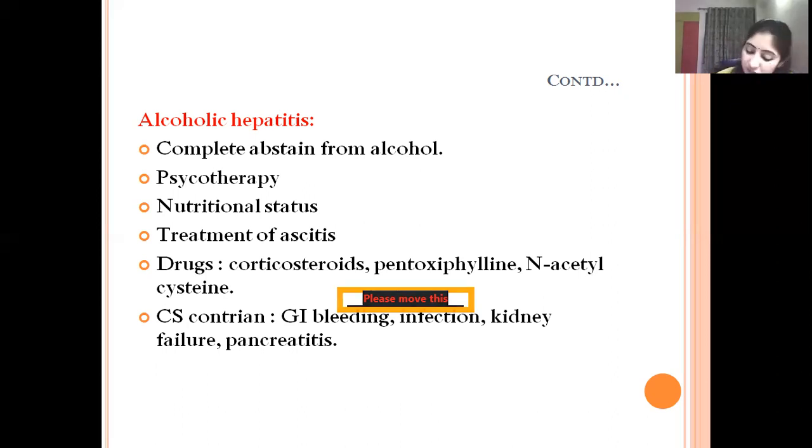The second question is, who is a carrier for type B infection? The answer is persistent presence of Australia antigen for more than 6 months is known as carrier. Means if a person tests positive for Australia antigen for more than 6 months, then he will be considered a carrier.